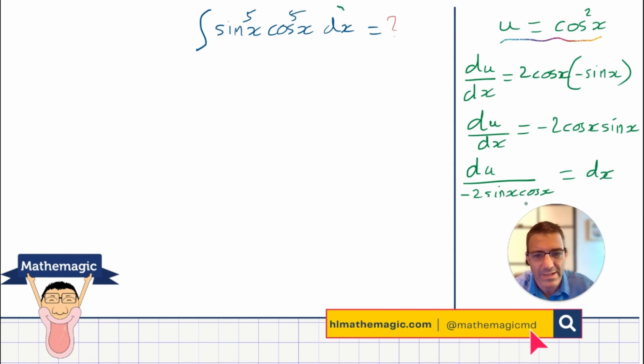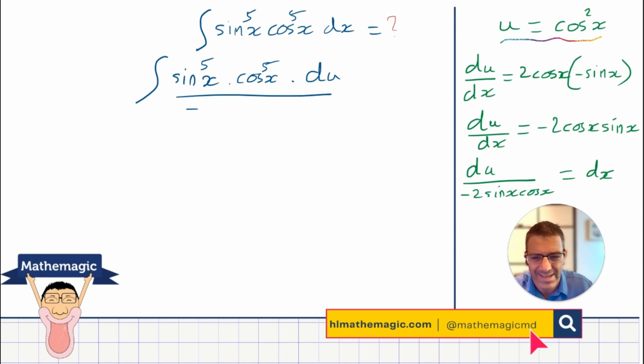And we're going to need to replace that inside of our formula here. So we can go ahead and do that now. So our integral becomes the integral of, and it's important not to skip any steps here, so don't rush, sine x to the power 5 times cosine x to the power 5. You can replace the dx to start with du divided by negative 2 sine x cosine x. And so you'll notice here that the sine x's cancel out quite nicely.